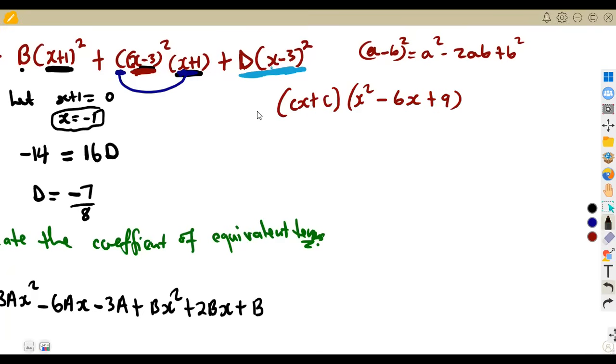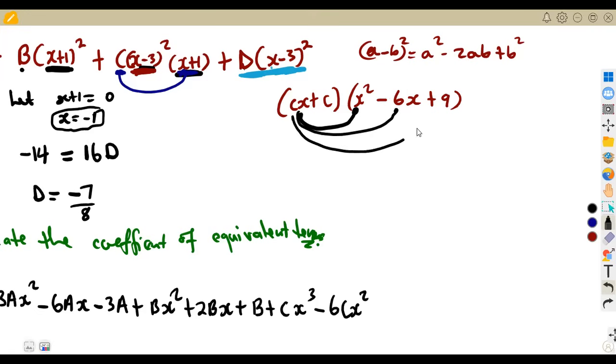All right. So at this stage now we can expand. c is already affecting everything in this bracket, so it is going to also affect everything in this bracket. All right. So that's cx times what? Times x squared. So it's going to be plus cx cubed, x and x squared, that's x cubed, okay? cx and minus 6x, that will be minus 6cx squared. x and x gives us x squared. cx and 9, that will be plus 9cx, okay?